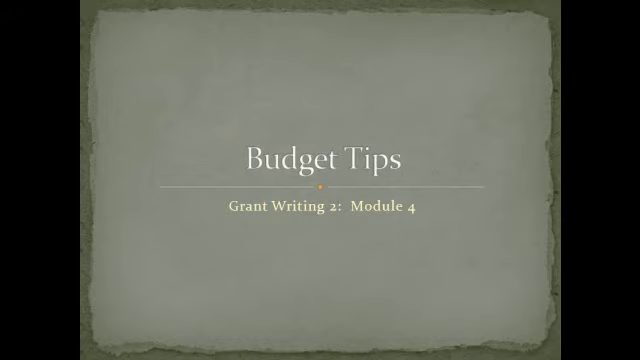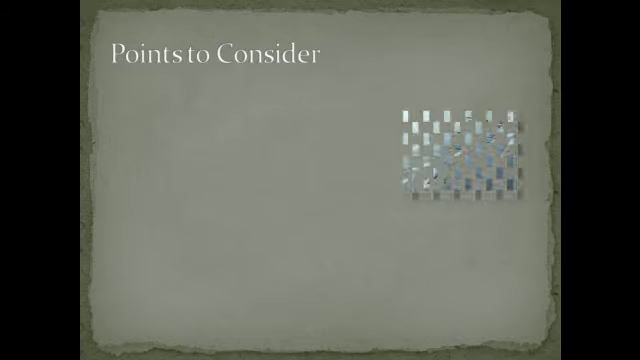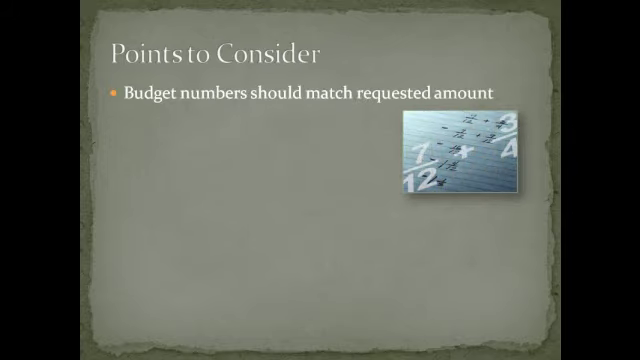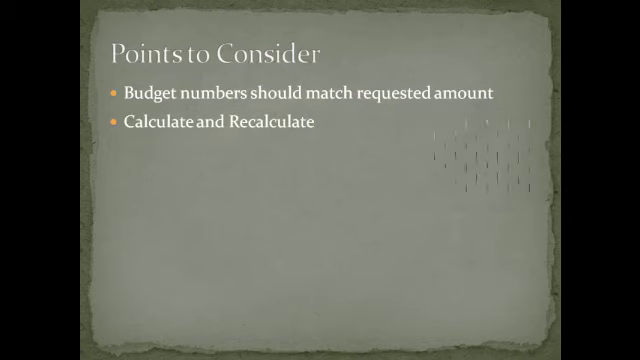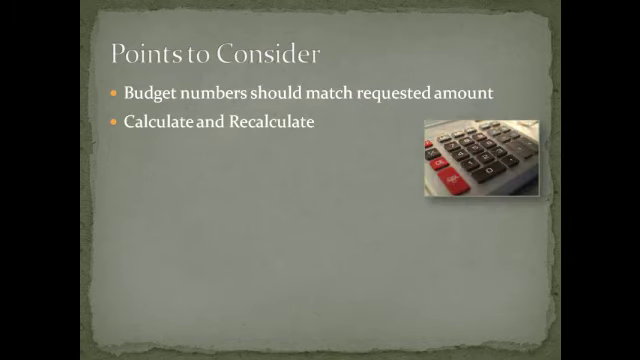When outlining your budget, there are a few key points you need to consider. First, budget numbers should match the requested amount. If for some reason a reviewer looks over your table and the numbers don't seem to match up, they'll have questions. Second, calculate and recalculate. If you make any kind of basic math error, they will notice. So make sure that you've checked your math over and over again.